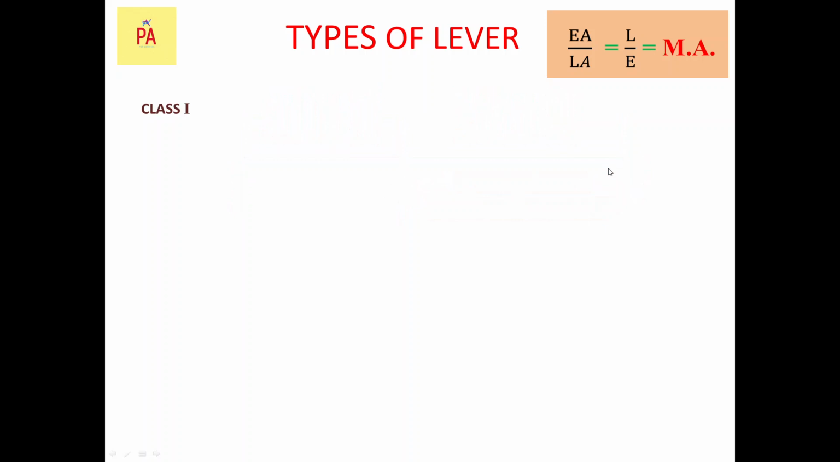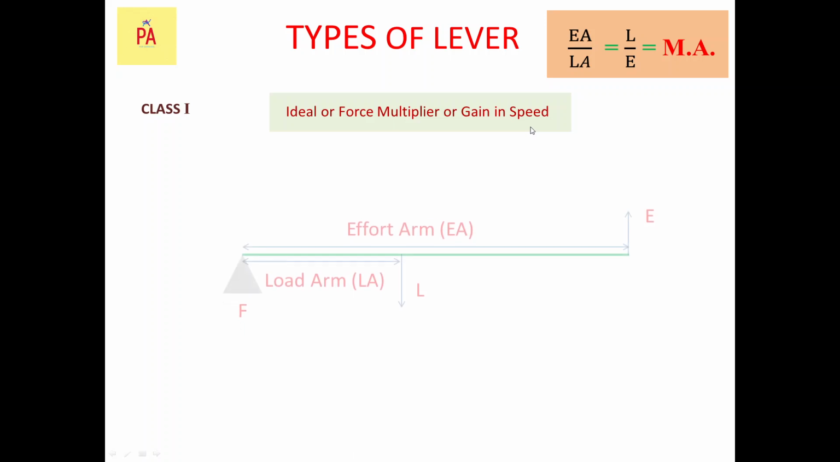That means an ideal class 1 lever may be a force multiplier or a gain in speed. Understood? If you go through the earlier video, I'm repeatedly telling this, then only what is force multiplier, what is gain in speed, and how gain in speed occurs will be clear to you. Please try to visit and view video 1 for machines.